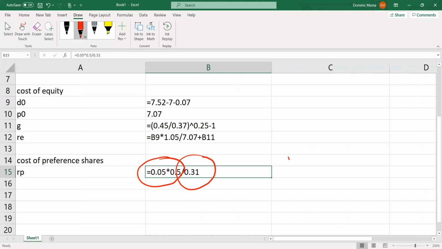This is the preferred dividend component, and this is P naught. So look at this. The cost of preference shares is preferred dividend divided by P naught. You can express it as a percent if you prefer, which I don't think in the Excel you need to. So the first component gives the preferred dividend, and they have P naught to be 1 cent there.